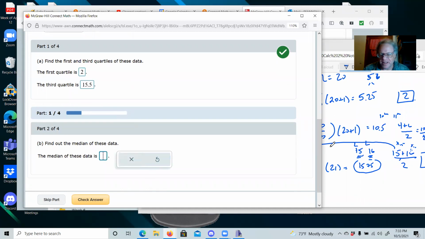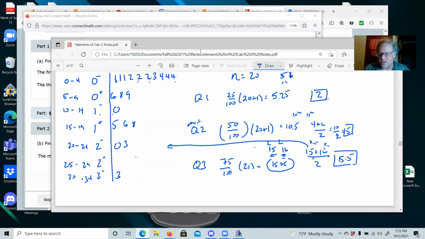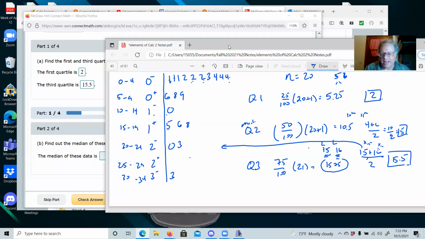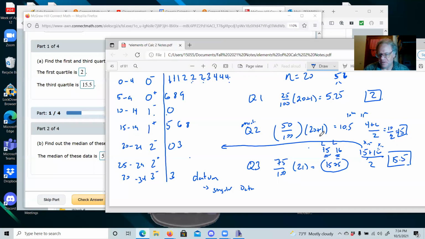The median, okay, they say these data. Data is actually a plural of the word datum, D-A-T-U-M. This is the singular; data is the plural. We usually say plural because there's usually more than one number. If you only had one number, it would be called datum, not data. So when they say data, it's because it's a plural word, okay? And that was 5, right? Our median was 5.